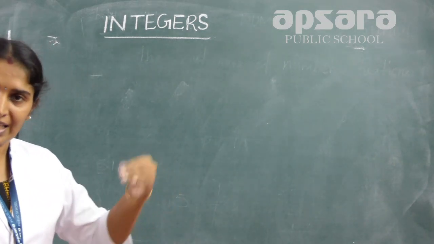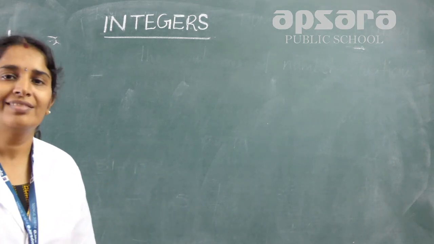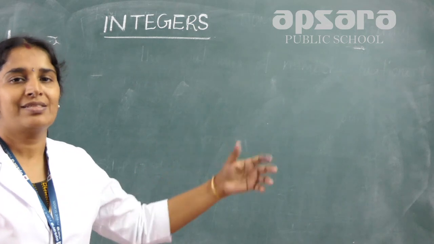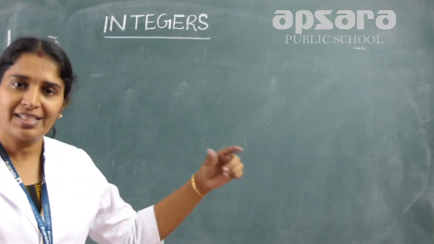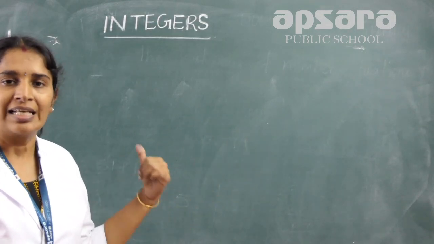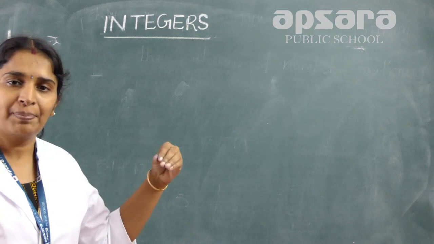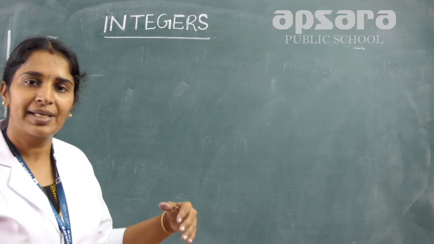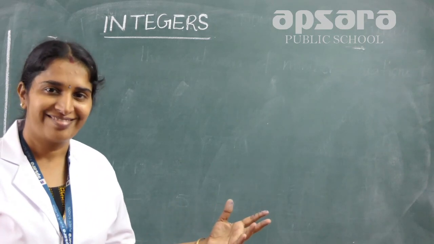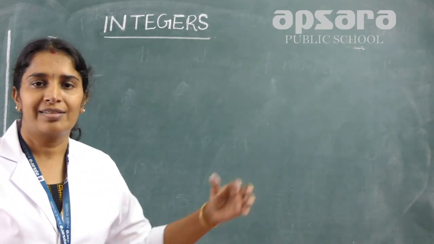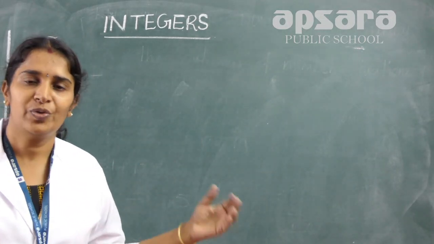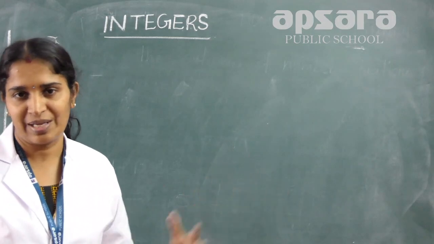Okay? If A, B and C are three integers, then A into B plus C is equal to A into B plus A into C. This is distributivity of multiplication over addition. What is distributivity of multiplication over subtraction? That is, if A, B, C are three integers, then A into B minus C is equal to A into B minus A into C.